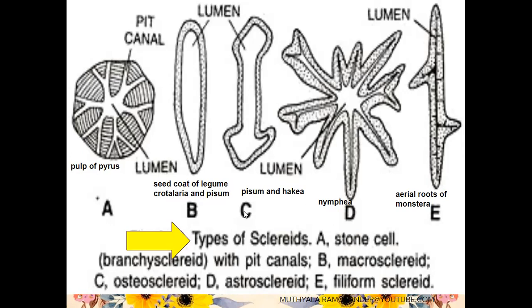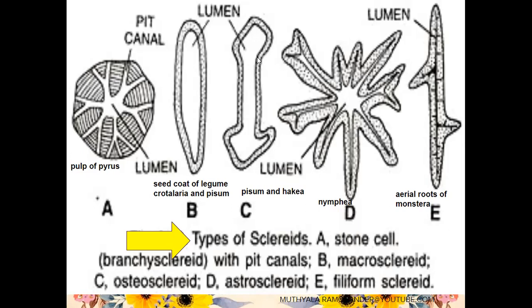And the third one is osteosclerites. Osteo means bone, bone-like sclerites. It is also called bone sclerites. It's similar to the human femur bone-like structure. The human femur is the large bone of the human body. It is similar to the osteosclerites. So the femur looks like osteosclerites, or osteosclerites look like the femur of the human bone.